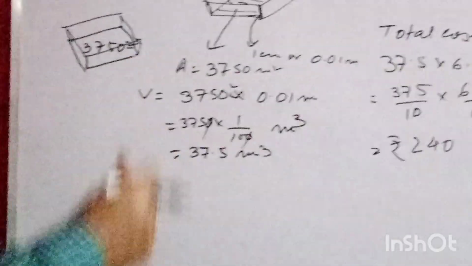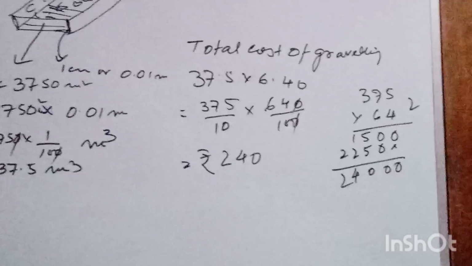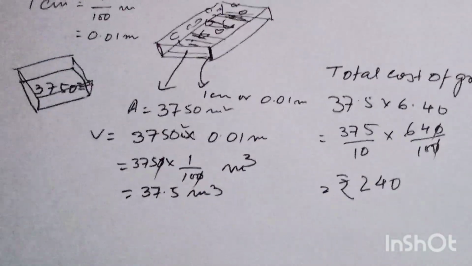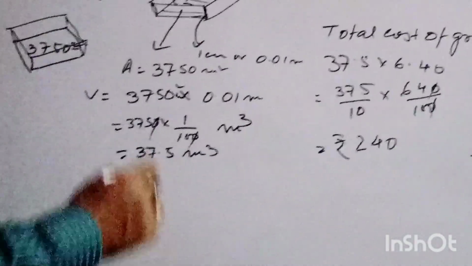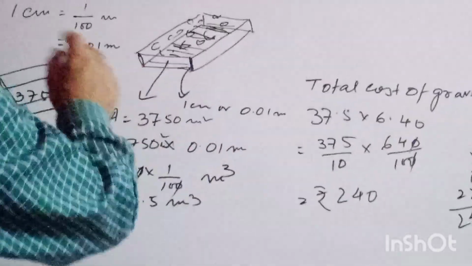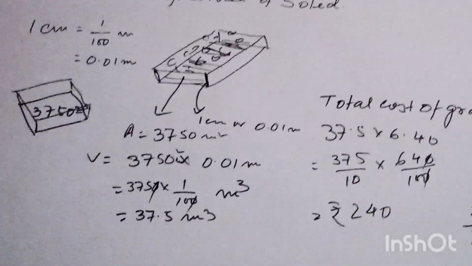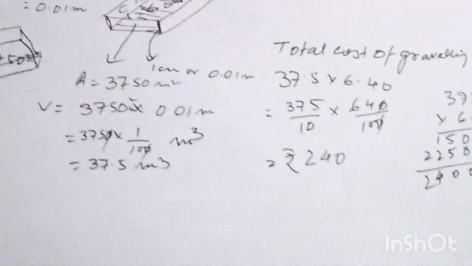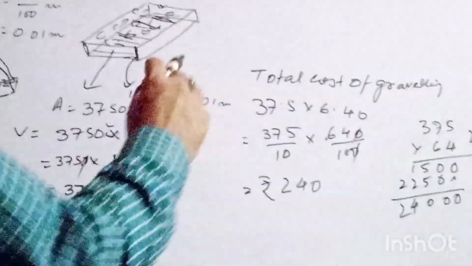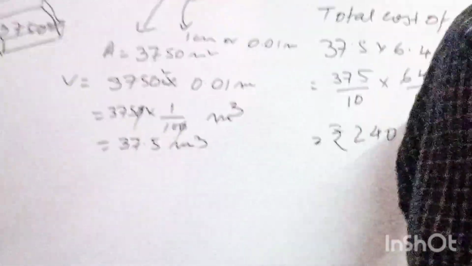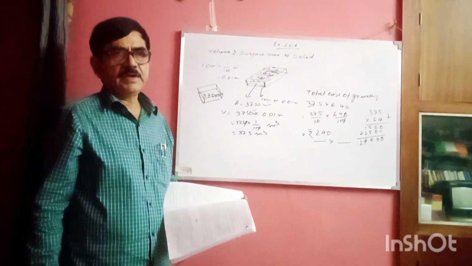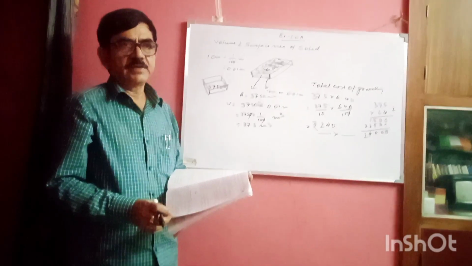Then we will get the volume and total cost. We have to find the total cost of graveling by the pebbles. The area is 3750 square meter, and if we multiply this with the height, then we will get the volume of the gravel. So 37.5 cubic meter is the volume. Now the cost of graveling will be 37.5 into 6.40. Very easy sum. I think you all understand this. You have to complete all these sums in this way.